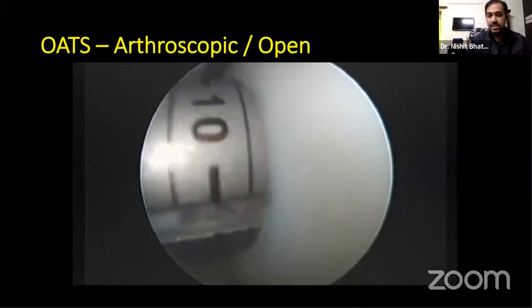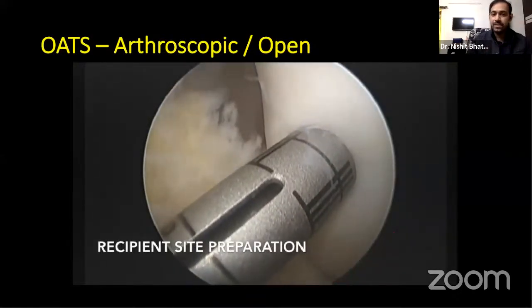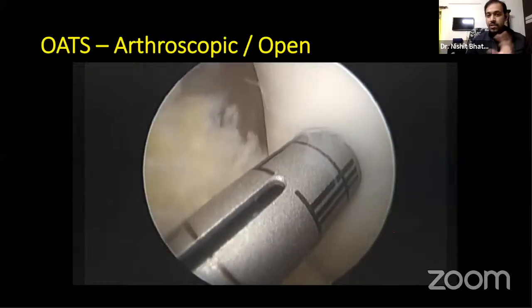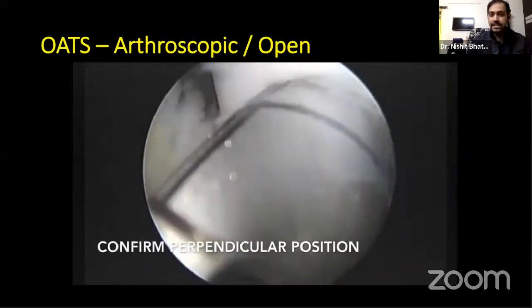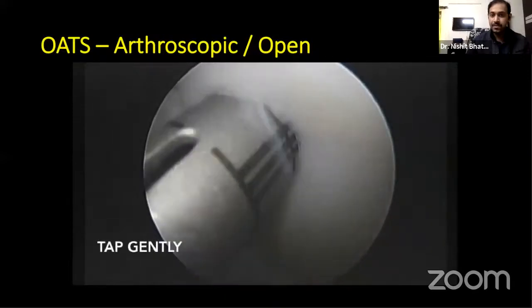So this is the cartilage which is coming out, and this is the defect which is left behind, but it is in a non-weight bearing area. And now the osteochondritis defect itself is removed to match the size of the plug that we have taken out.